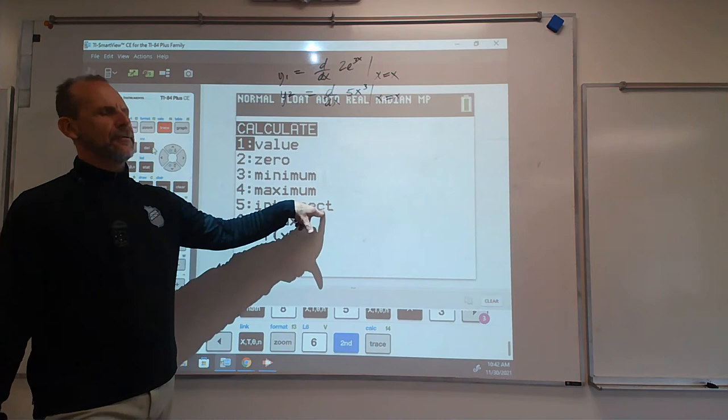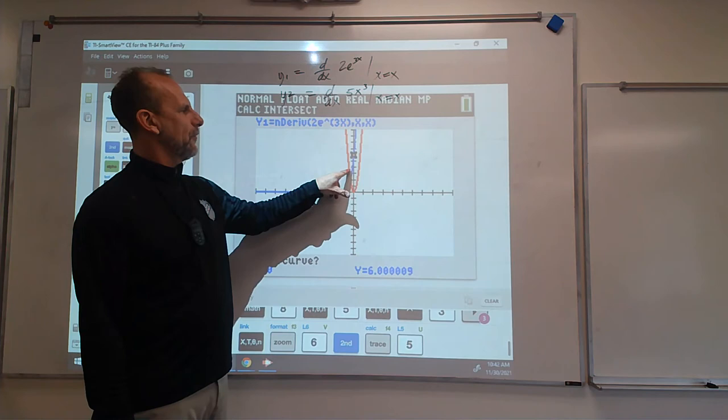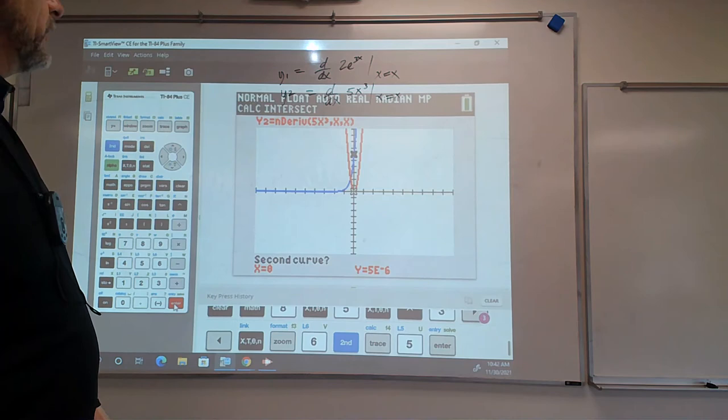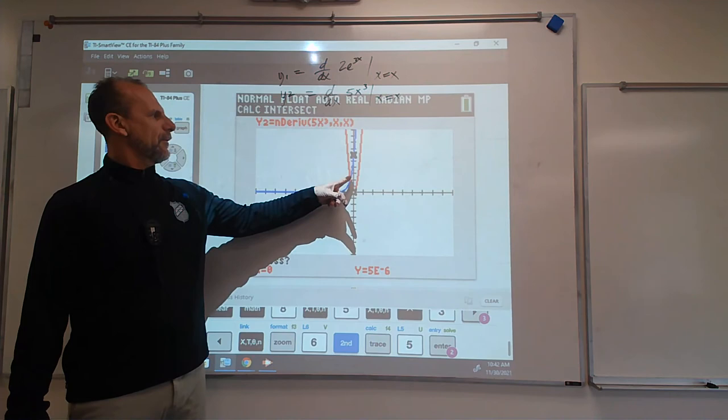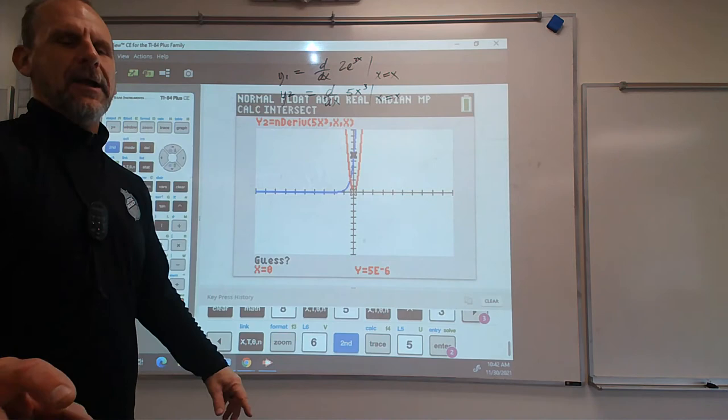Five. And it says first curve, so this isn't where you go left and right. This is first curve and second curve. So my first curve is the blue one. My second curve will be the red one. Press enter. Second curve, red one. Now, usually you don't have to guess. On this one, you don't have to guess because it looks like it only crosses one time. It might cross, no, I don't think it'll cross again. But on a problem previous to this, on the last video, it crossed three times. So you would have to guess at the actual spot that it wanted. Go back and I'll just guess on this one right there.